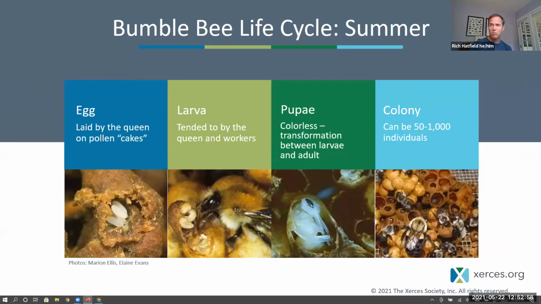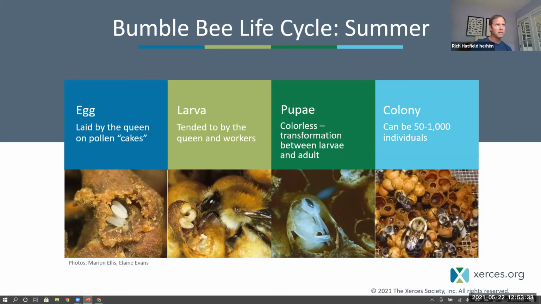And then in the summertime, once the queen has found a nest, she will start to lay her eggs. She builds these waxen pots, and she fills the waxen pots with pollen mixed with a little bit of nectar. So it's like a pollen cake. And then she lays her eggs directly on those. Once the eggs hatch, she'll spend some time feeding her larvae as they eat through the pollen stores in that waxen pot. And she'll also spend some time incubating those eggs to keep them at the right temperature for rapid development.